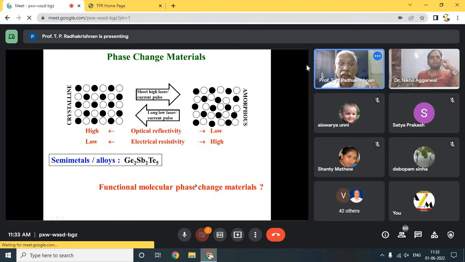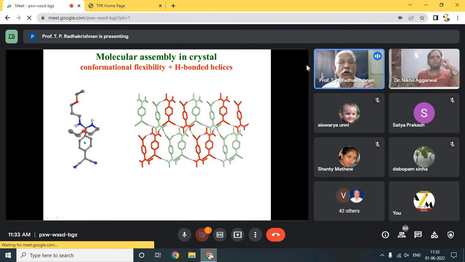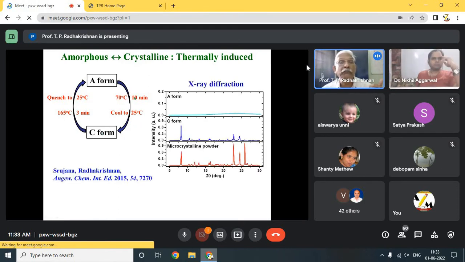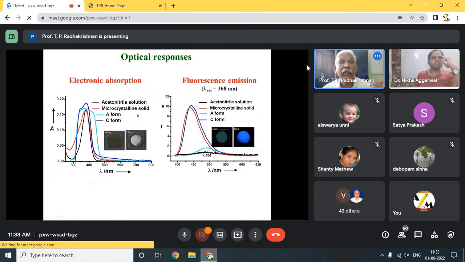And our question was, can we make functional molecular materials which are phase change? Because we have been working with these compounds. We did a lot of tuning of these groups, as you can see. After a lot of struggle, we made some peculiar groups here, alkoxy, alkyl groups and so on, which have a very interesting crystal structure. And we eventually succeeded in doing this reversibly, from amorphous to crystalline form, using some thermal protocols of heating, cooling and quenching. The amorphous to crystalline transformation is done by slow heating, and fast heating and quenching will take it back to amorphous. And we can do this reversibly.